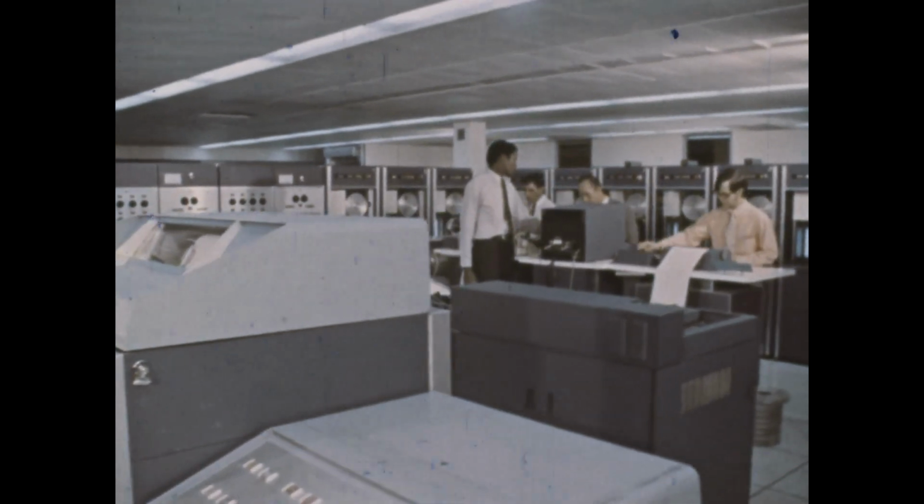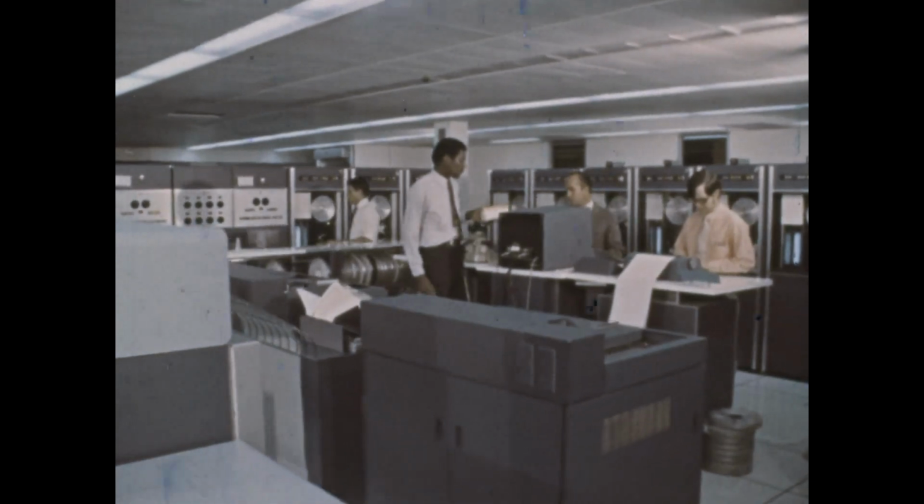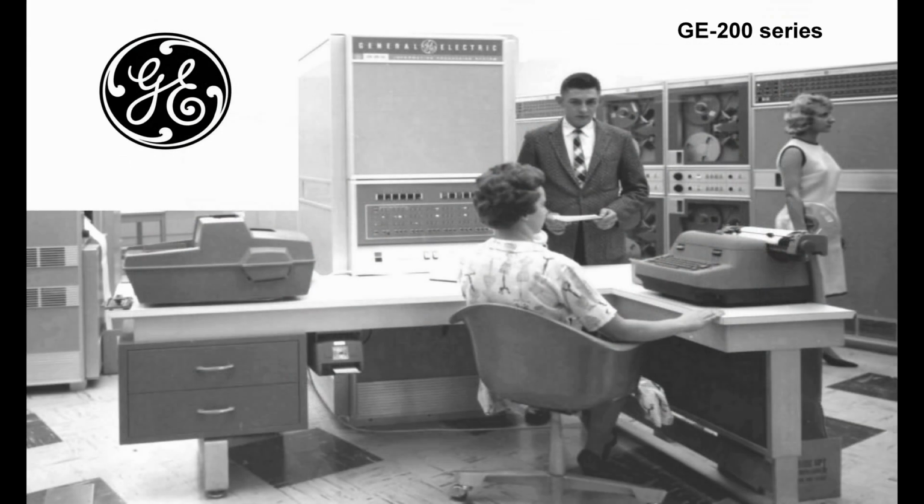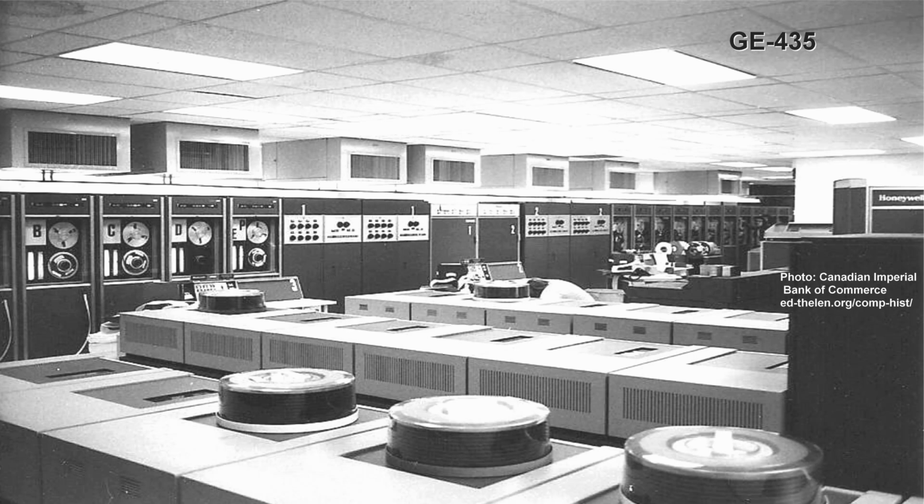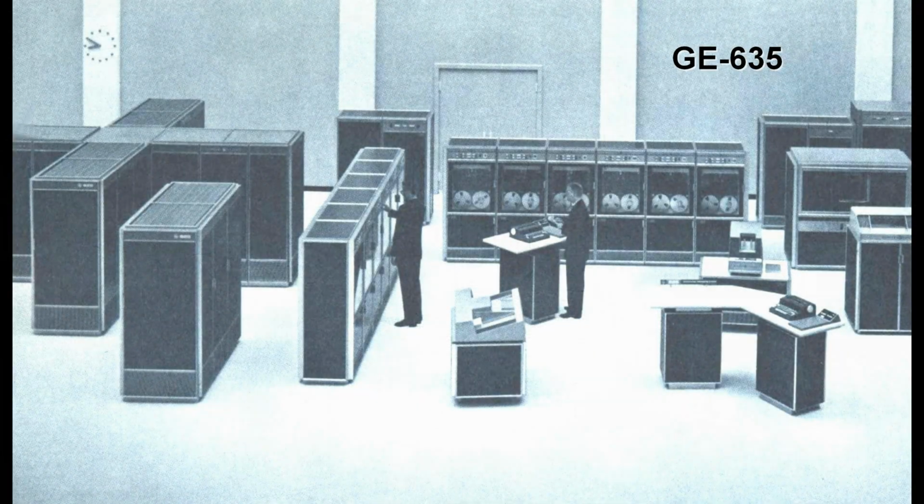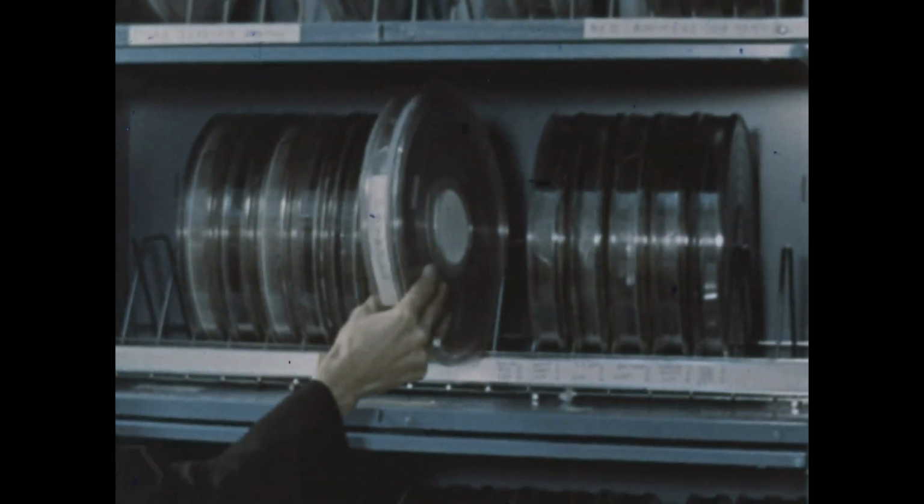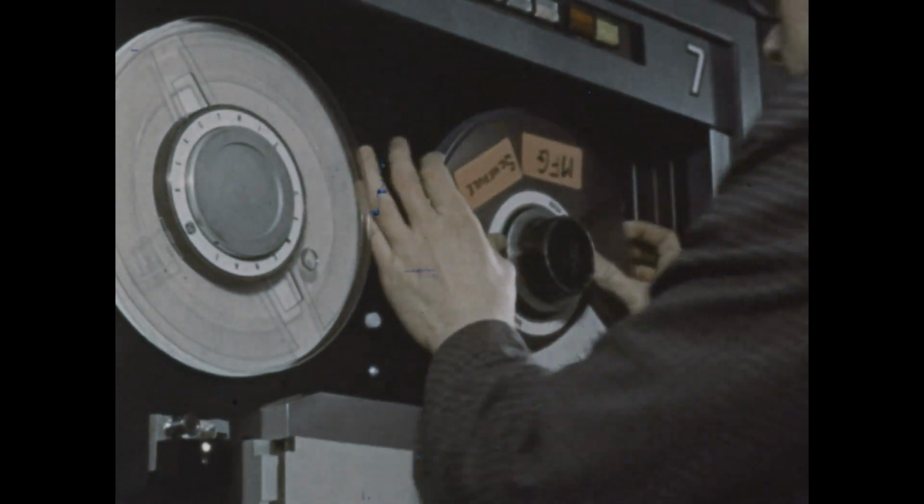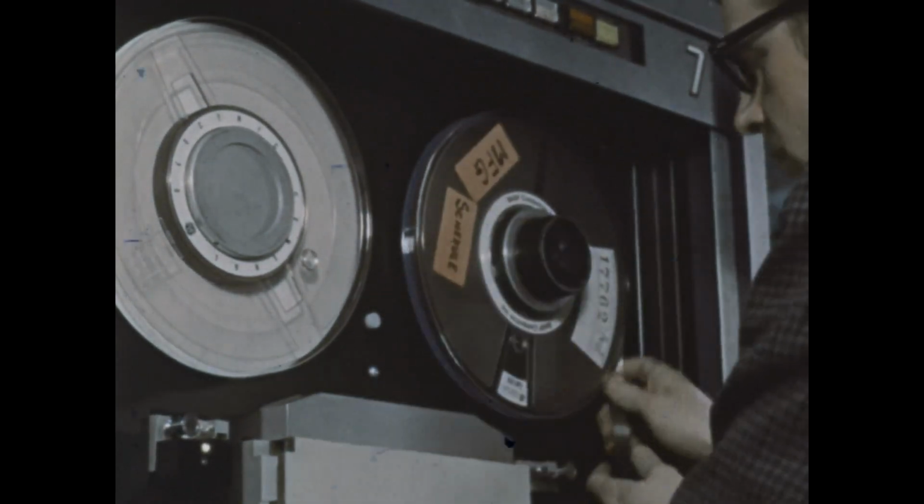The film also shows a variety of GE computer hardware, including the Datanet 30, which could be used as a communications computer or as a front-end processor, attached to the GE200, GE400, or GE600 series of machines. Produced in 1969, it is probably one of their last educational computer films, since GE sold its computer division to Honeywell in 1970.